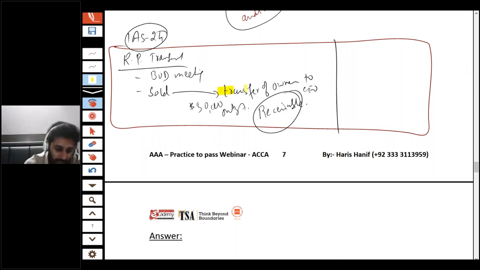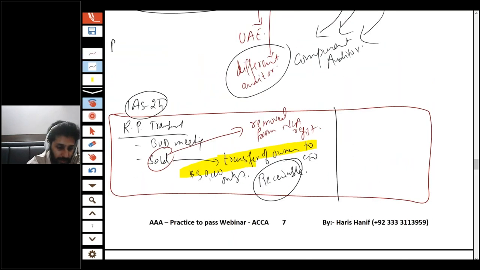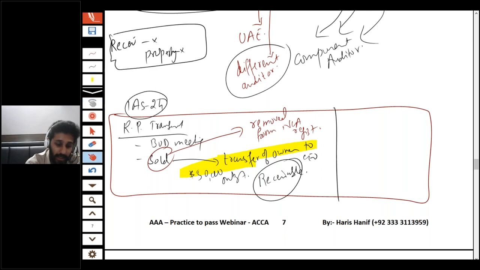So if the asset has been transferred to the owner, that means this property should have been removed from the NCA register. What would be the double entry for that? Receivable debit, property credit, right? The entry would be receivable debit and property credit. This would be the double entry.